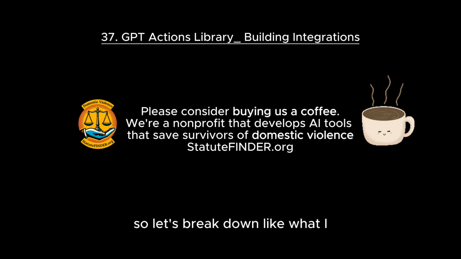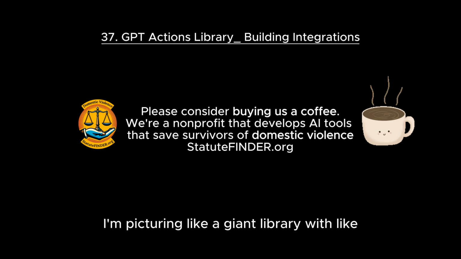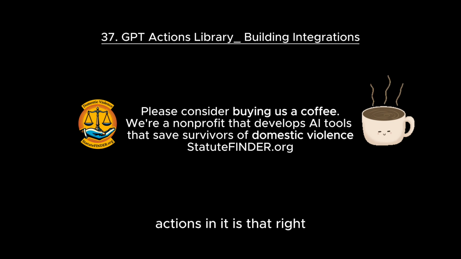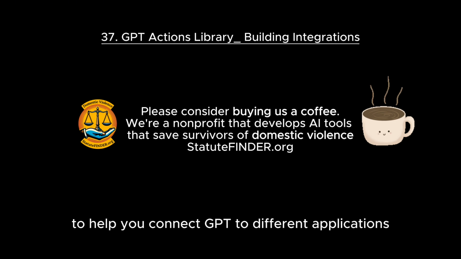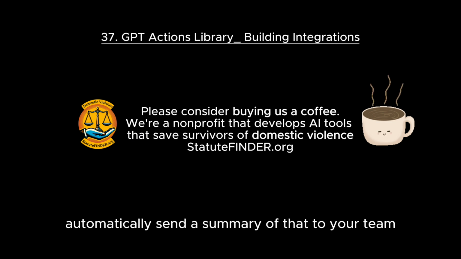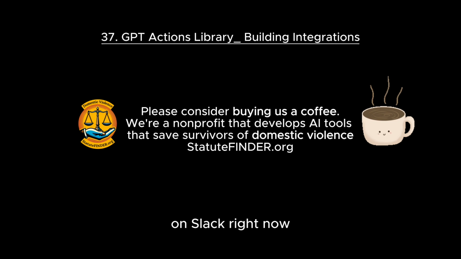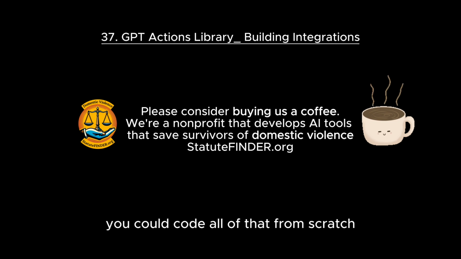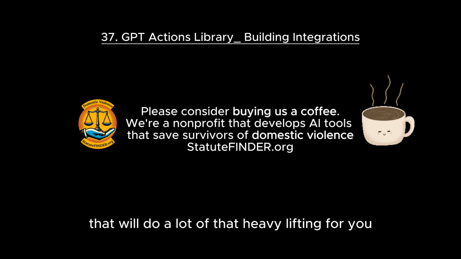Right. So let's break down what this GPT Actions library thing is. I'm picturing a giant library with actions in it. Is that right? I love that visual. It's not a physical library, but it's a library of pre-built tools to help you connect GPT to different applications. So let's say you want to use GPT to analyze some customer data that's sitting in your database, and then you want to automatically send a summary of that to your team on Slack. Now, you could code all of that from scratch, or you could use the GPT Actions library, which has pre-built functions that will do a lot of that heavy lifting for you.